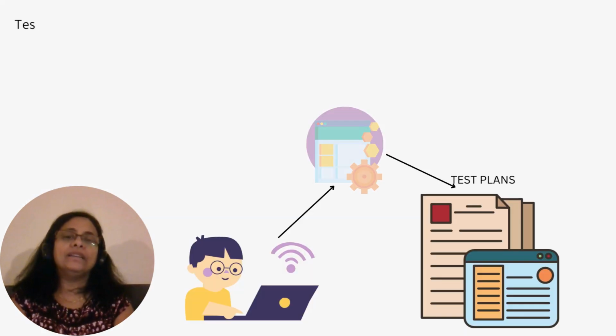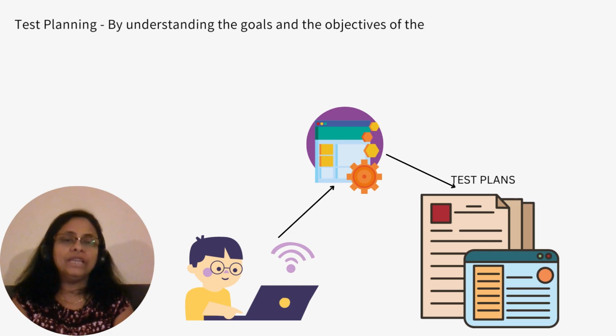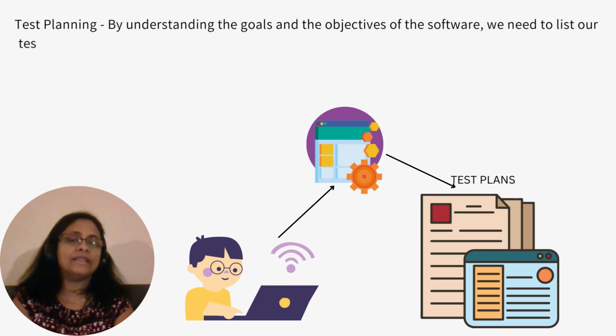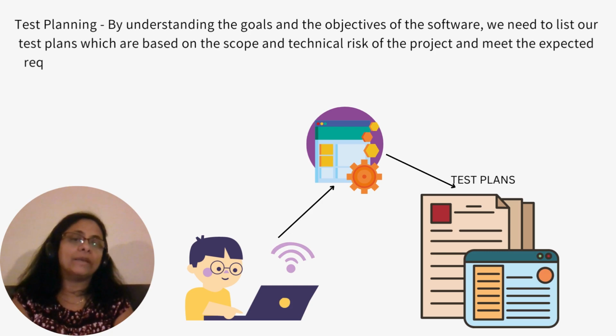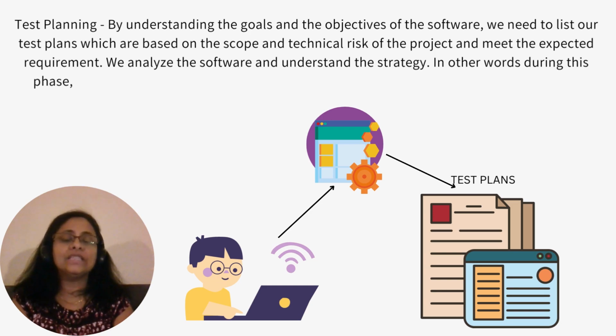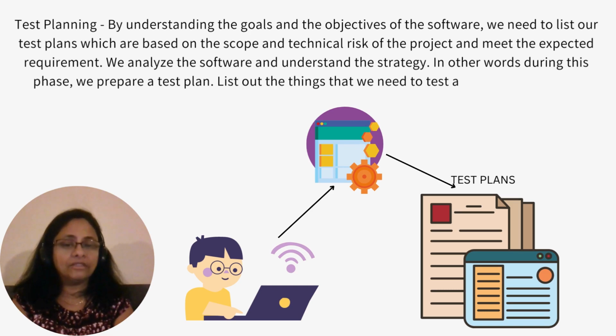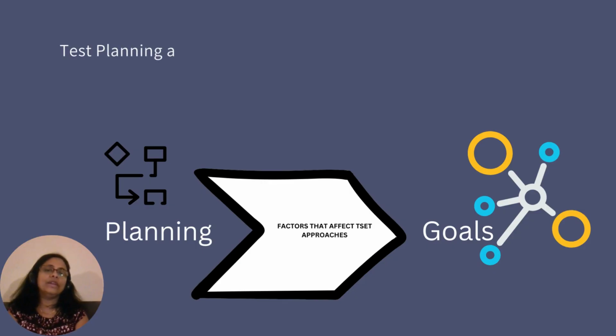Test planning. By understanding the goals and the objectives of the software, we need to list our test plans, which are based on the scope and technical risk of the project and meet the expected requirement. We analyze the software and understand the strategy. In other words, during this phase, we prepare a test plan, list out the things that we need to test and proceed further. Test planning also includes determining the test approach.